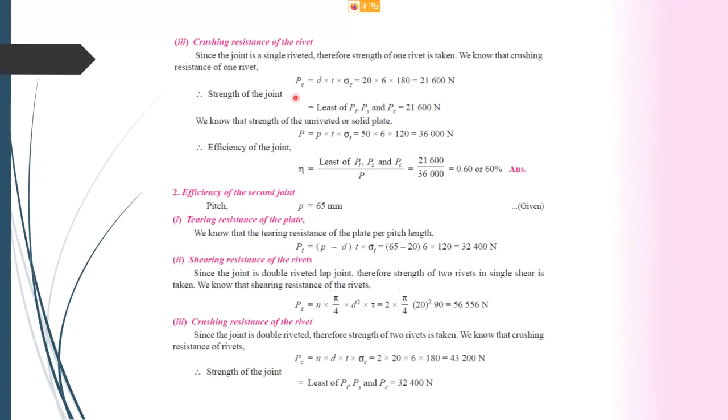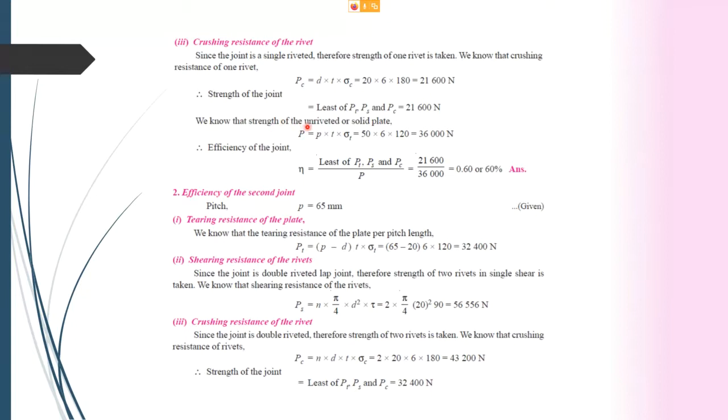So you have to choose the least between PT, PS, and PC. That means the tensile resistance, tearing resistance, the shearing resistance, and the crushing resistance. So you have to choose the smallest one within the three values. So that is 21,600.